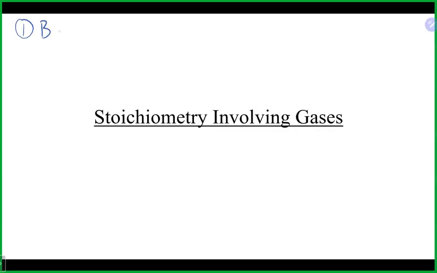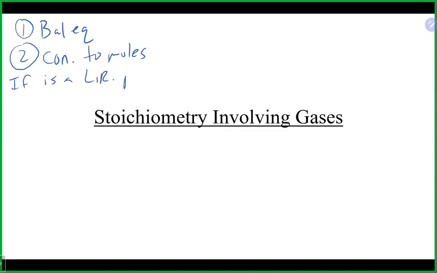You'll balance the equation. You will convert to moles. If it is a limiting reagent problem, you need to also figure out the limiting reagent like we talked about. Then you'll do your mole to mole relationship.